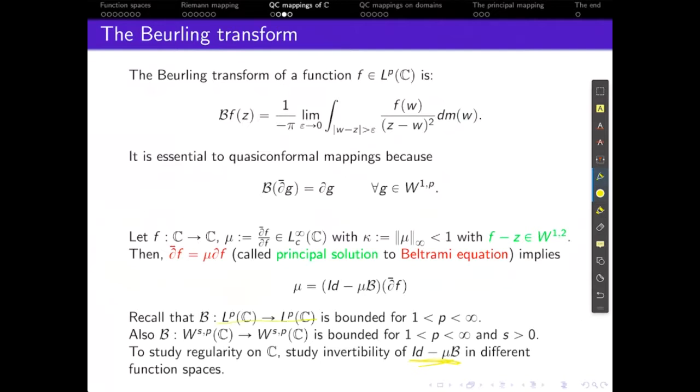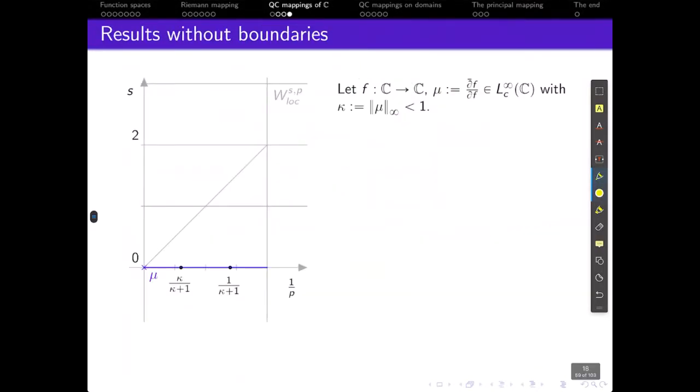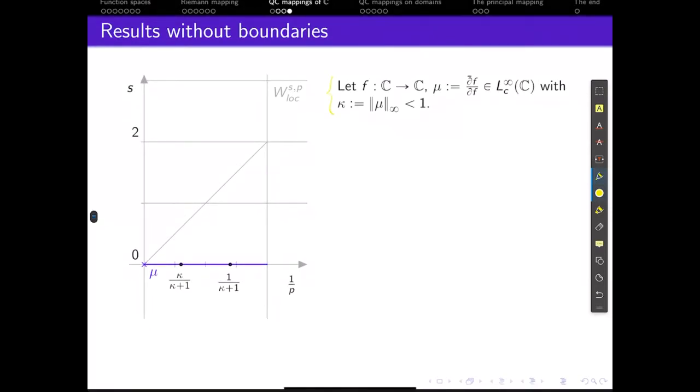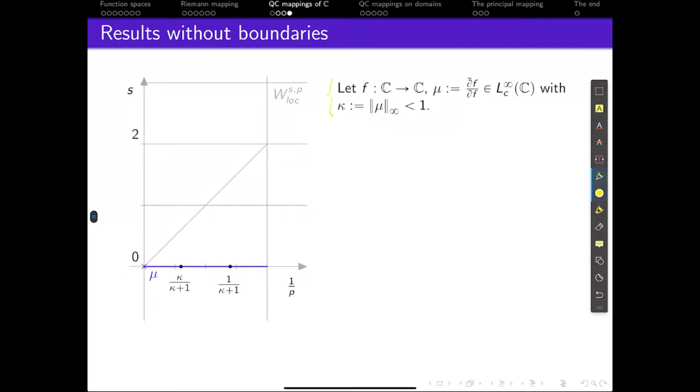And it's well known that the Beurling transform is bounded in L^p, it's bounded in Sobolev spaces. And in fact, in Bessel potential spaces and in the Triebel-Lizorkin scale, it's bounded. So it works well in the whole complex plane, without boundaries, let's say. Okay, take a function, as I said, the principal solution to the Beltrami equation. And now we write here in our diagram these two elements, which are kappa divided by kappa plus 1 and 1 divided by kappa plus 1. These two elements are quite important because they are the critical exponents for our quasiconformal mapping.